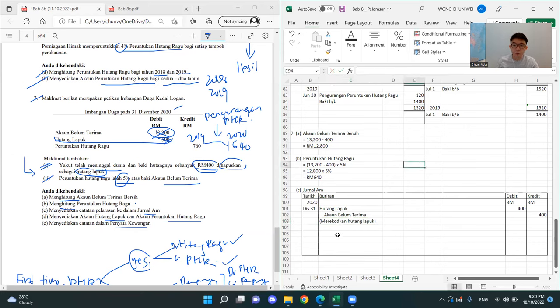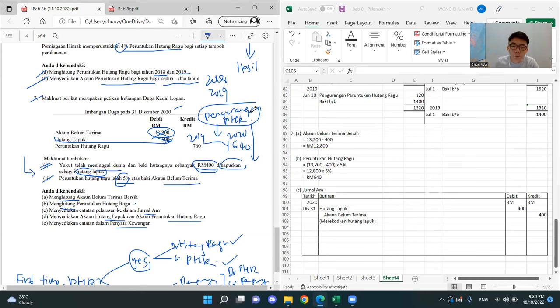Okay, then the next one will be the second one, the peruntukan hutang ragu ialah 5% atas baki hutang, baki akaun belum terima. So therefore we already calculated the interest here. So but then how do we record for this? So we know that this 640 is a pengurangan peruntukan hutang ragu. So a pengurangan peruntukan hutang ragu is a good thing or a bad thing. I told you, whenever we say pengurangan, is a happy thing because the PHR drops. So when the PHR drops, we are very happy because meaning we can kutip lebih banyak hutang. We can collect more money from the hutang.